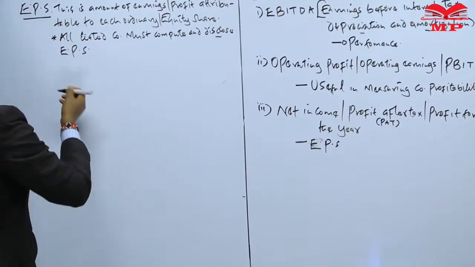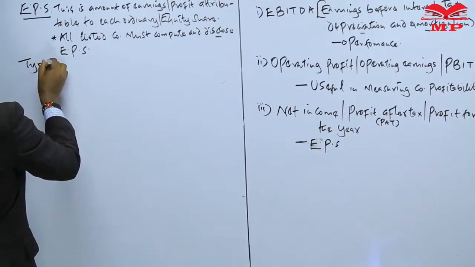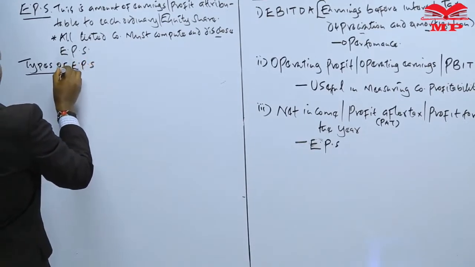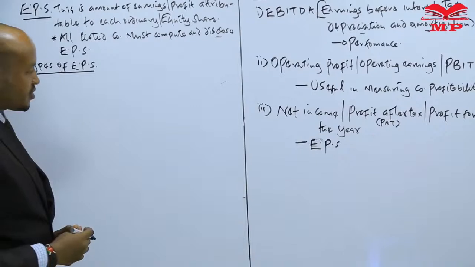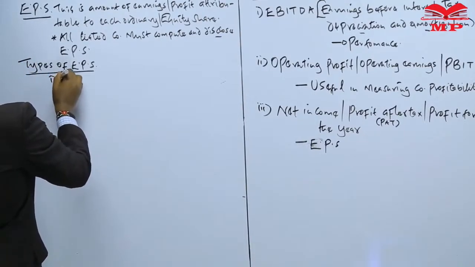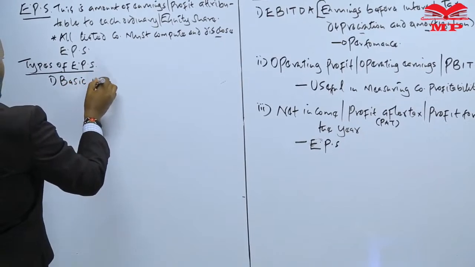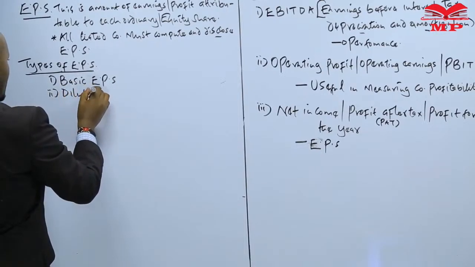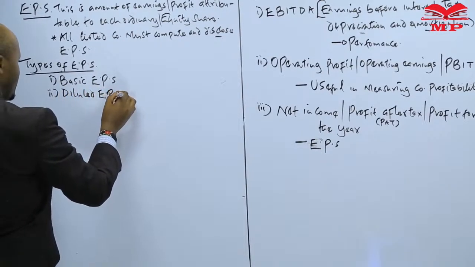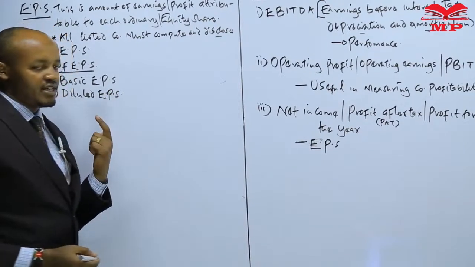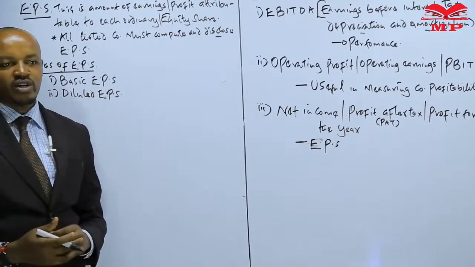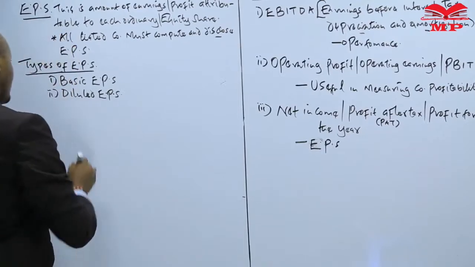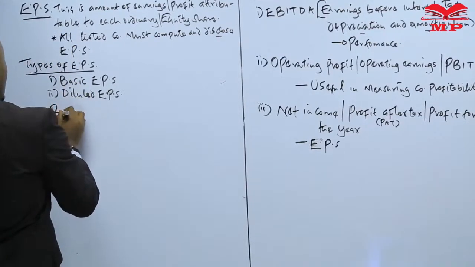Now, we have two types of earnings per share which a company should compute and disclose as part of the notes. The first type is the basic earning per share, and the second is the diluted earnings per share. These are the two types of earnings per share whose computation we are going to cover. I want us to start with the first one, the basic earning per share.